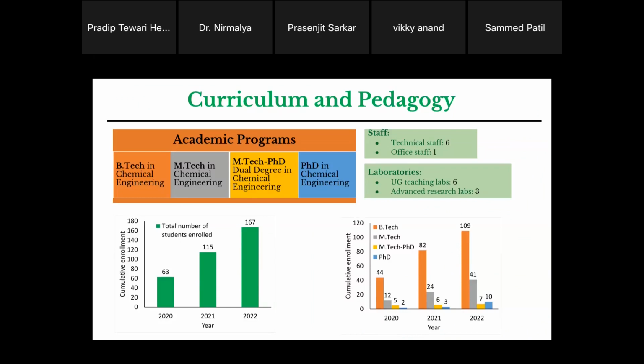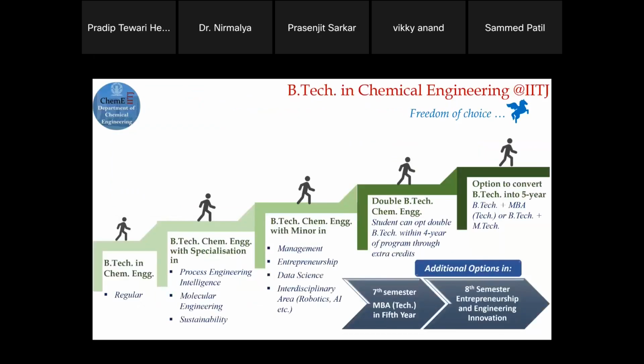We have right now a lot of technical staff who help us in our laboratory processes. We have six different UG laboratories, which we will come to later, as well as three advanced research labs, where you can do a much more detailed, future-oriented program. Okay, so I will give you a brief understanding of what chemical engineering provides. So, what is special about doing BTech in chemical engineering at IIT Jodhpur? What we give you is something called freedom of choice.